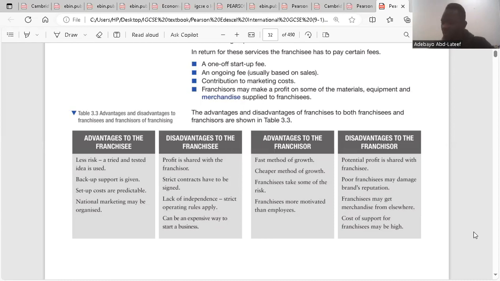What are the problems? One, you have to share profits with the franchisor. Two, you cannot take decisions. The franchisor takes decisions about what you do with your outlets because it's their company. But it's your own business now. You are the manager. It's your own.